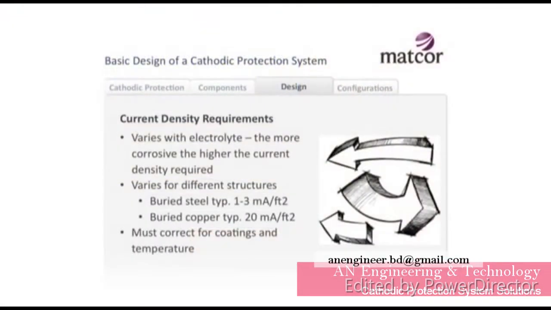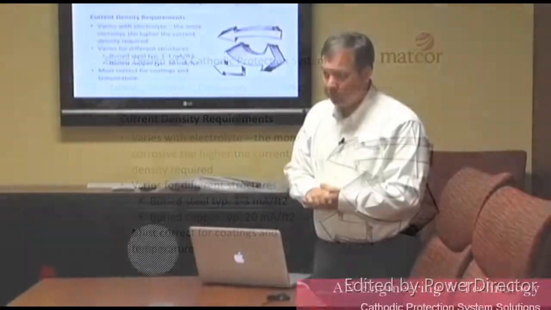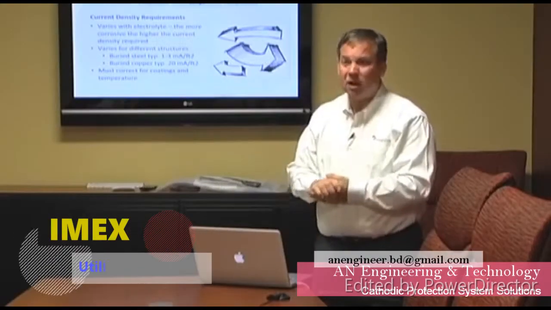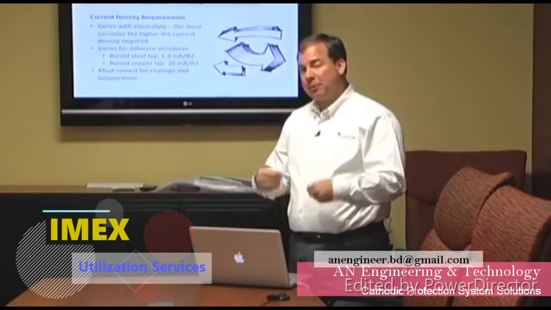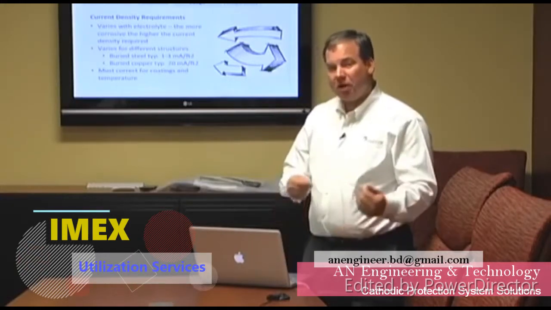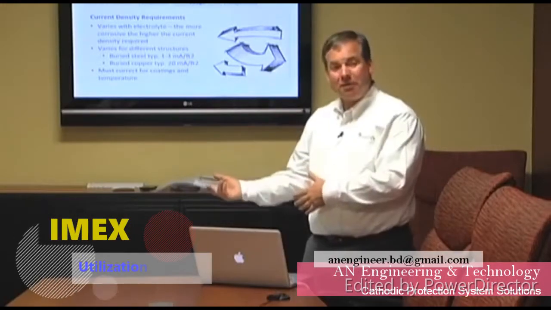So it varies depending on the structure. It varies depending on the type of metal you're protecting. Remember I mentioned copper really loves current. You can throw a lot of current onto copper. To protect steel, it takes about 1 milliamp per square foot. To protect copper, it takes about 20 milliamps per square foot. 20 times as much current, because copper loves current. Now, often we don't really care about protecting copper, but if the copper's in the same circuit as the steel, I've got to protect it to be able to protect the steel.